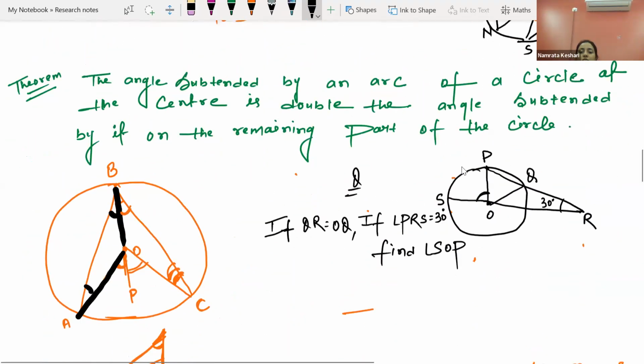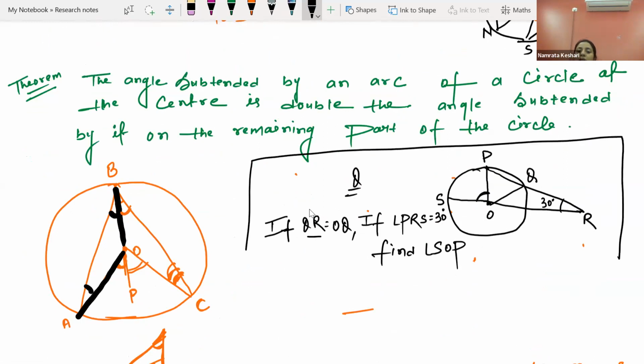Now this question, just this much. Here it is given that QR and OQ are equal, and it is also given that angle PRS is 30. So find angle SOP. Ma'am, is it 90? How did you get 90?